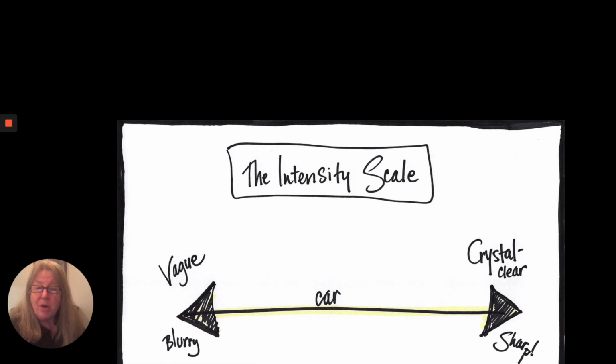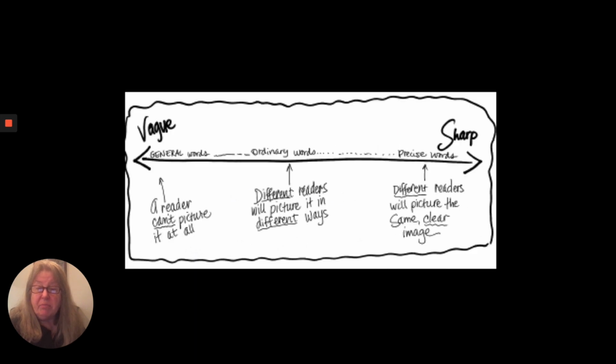We start with a word in the middle, like car. Because, see, ordinary words are usually in the middle. A word like car, different readers could picture that mentally in different ways, but everybody still has a general understanding of what a car is.